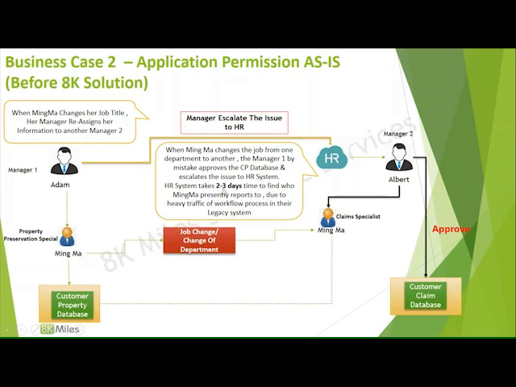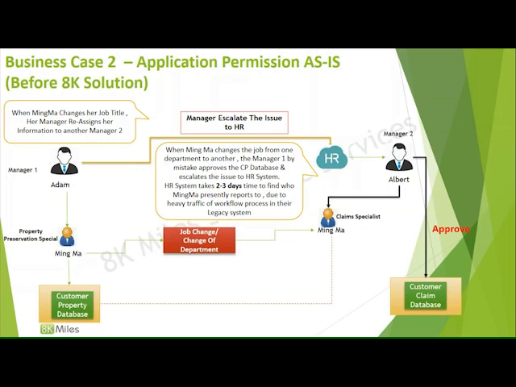Now the HR system takes about 2 to 3 days to find who Mingma presently reports to, due to a heavy traffic of workflow processes in their legacy application. Since there was a huge amount of traffic, because most of the data had to be captured from different applications, it took about 2 to 3 days.